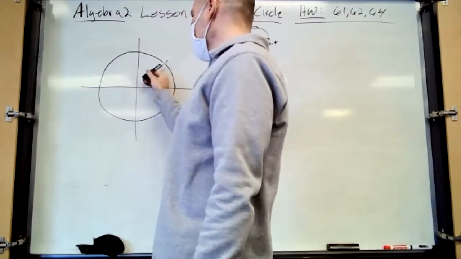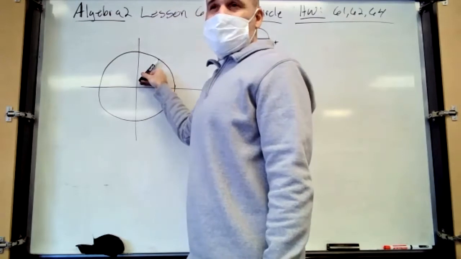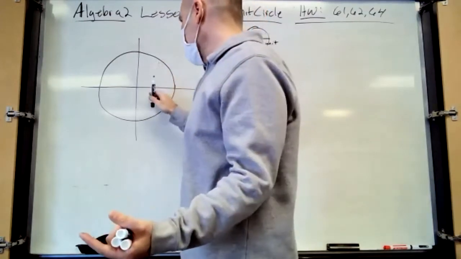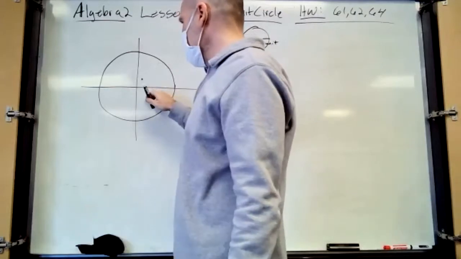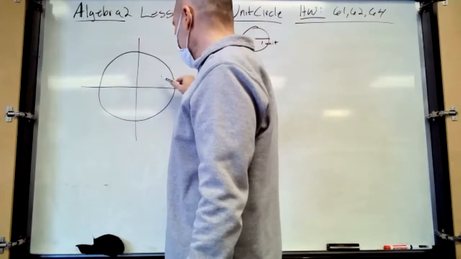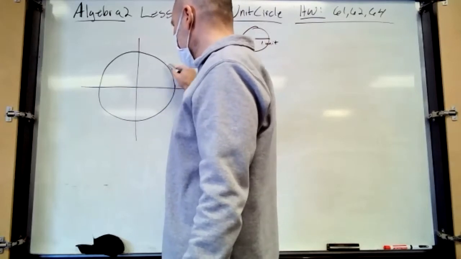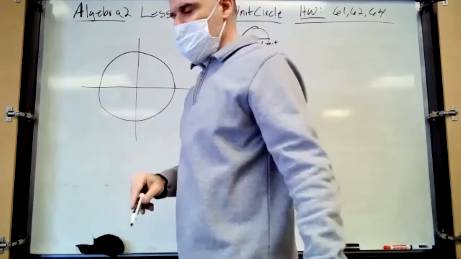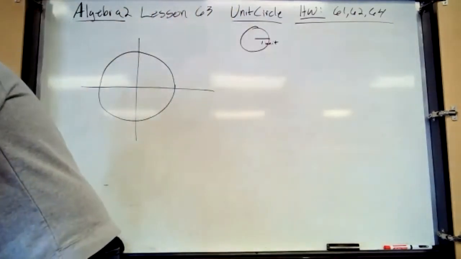This would be 45 degrees, which makes it a special kind of triangle, right? Because we've got an isosceles triangle. So remember, in this 45-degree angle, this would be 1. So this would be 1 over radical 2 and 1 over radical 2. But we'll talk more about that in a second.